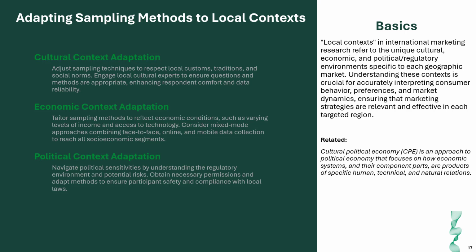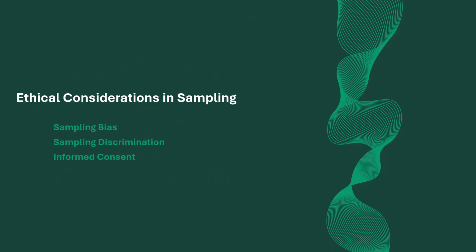For political context adaptation, we navigate political sensitivities by understanding the regulatory environment and potential risks. We can obtain necessary permissions and adapt methods to ensure participant safety and compliance with local laws by doing so. For example, in politically unstable areas, and there are many of those in the world now, using anonymous surveys and secure data storage to protect respondent confidentiality and reduce risk is probably a must. As in earlier sessions, it's important to connect the dots to ethics.